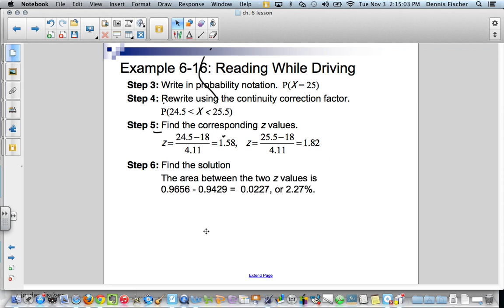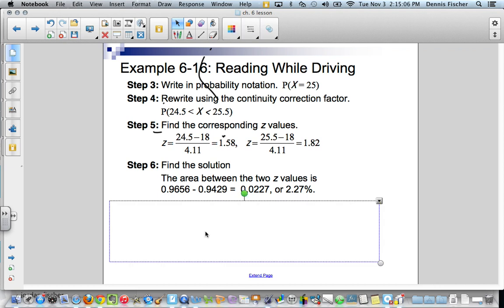The area between the 2 z values is this, and they give us an answer. Well, that doesn't help me a whole lot, so I'm going to kind of throw it out. If we look at those 2 z values, 1.58 and 1.82: here's 0, 1.58 is going to be right here, 1.82 is going to be right here. We're looking for the area between them, right? So on my chart, what's 1.58? 0.4429. That area.